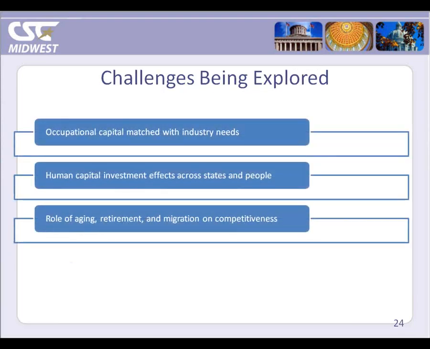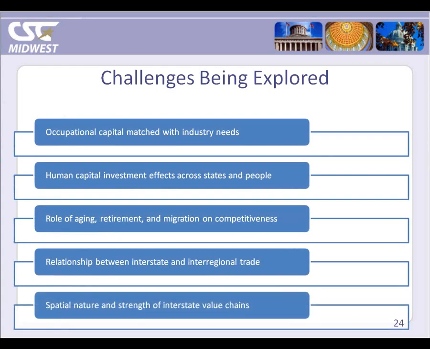Well, what are the challenges that we are exploring right now? One of the things is to try to see the degree to which our occupational capital, the skill sets that we have within these regions, are matching with industry needs, not only today, but over the next 10 to 30 years. Are we making enough human capital investment across states and in people? I think this is particularly a key issue as fiscal resources are being challenged state after state. There has been a tendency to withdraw funding for education, particularly higher education. And the question that we might raise is the degree to which this short-run issue might have very important and very negative long-run implications.